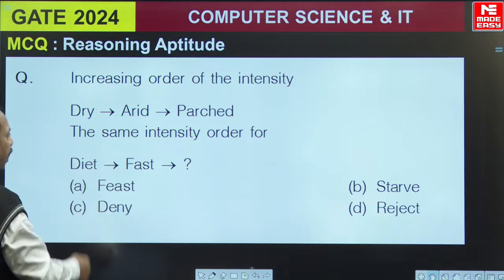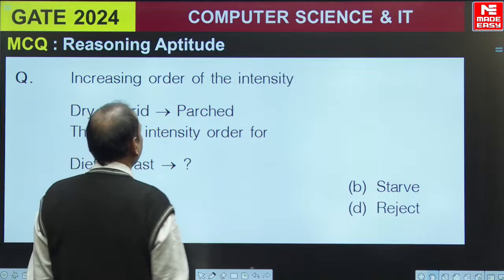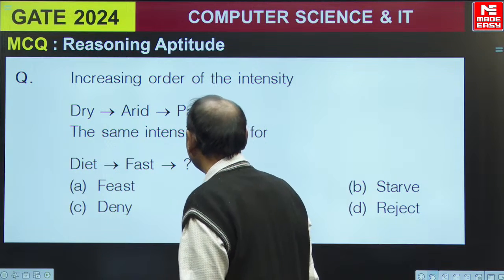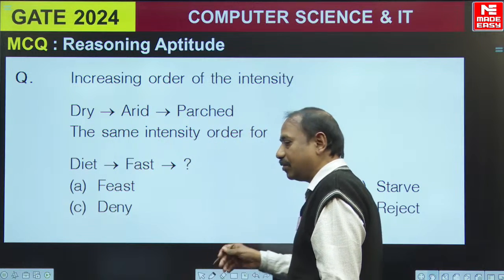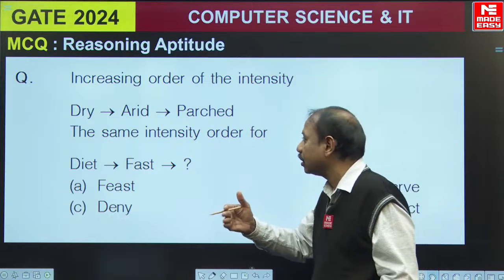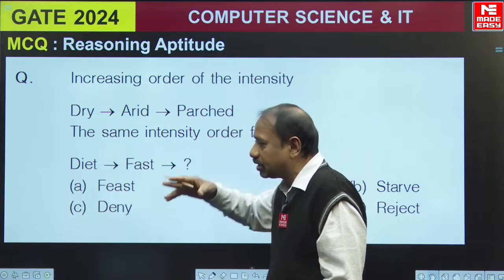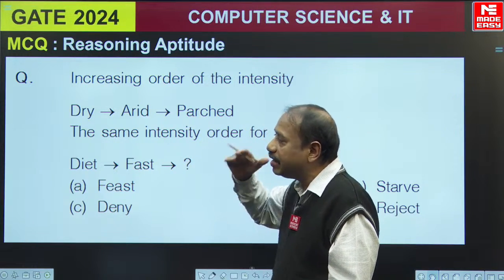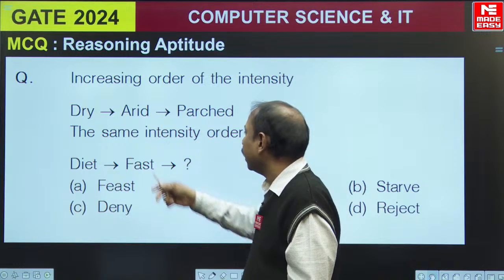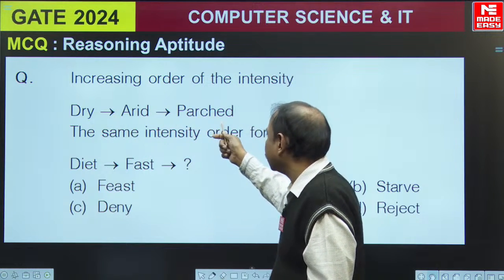Look at this question: dry, arid, parched. What's common with all of these three is different levels of dryness. So all these three have the same meaning, but the difference lies in the intensity of the meaning. Okay, dry, arid and parched.